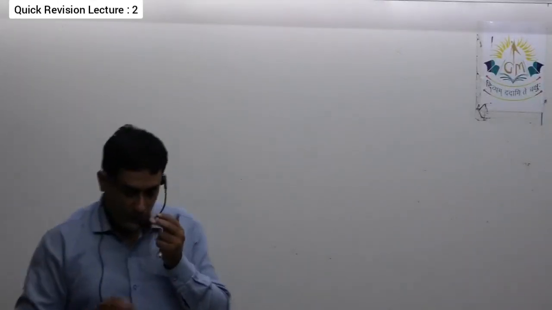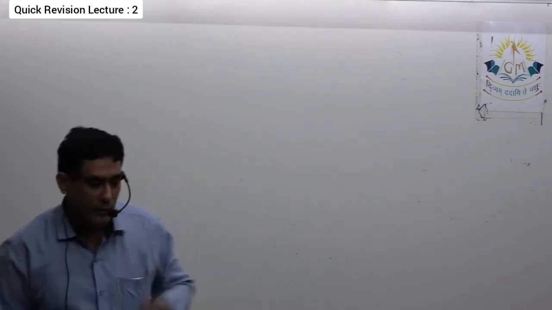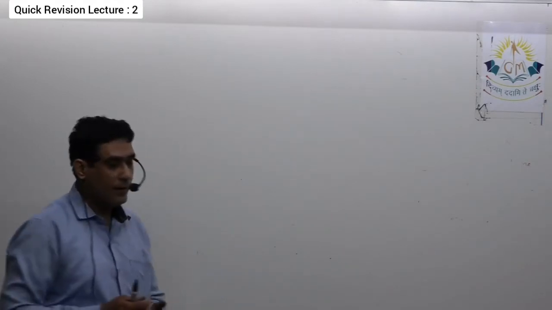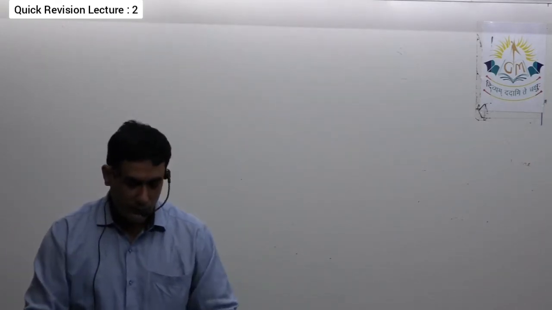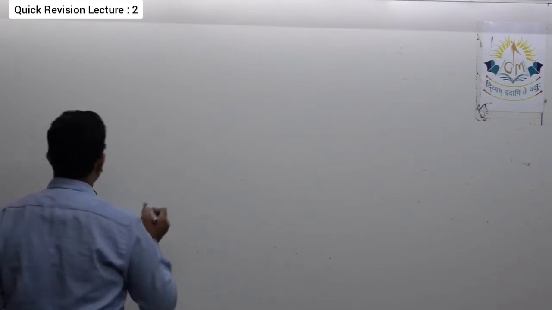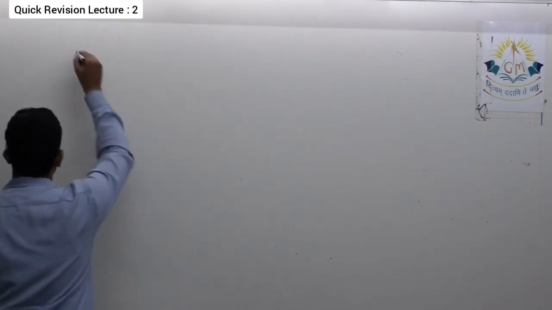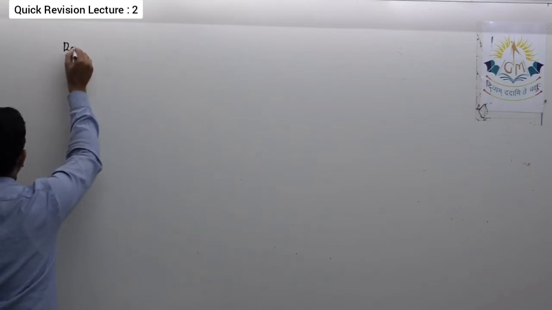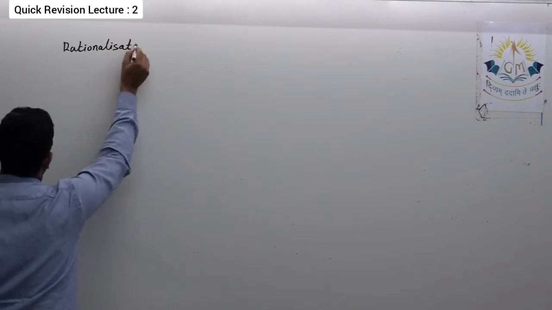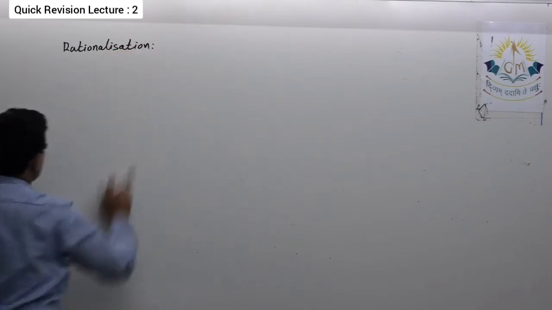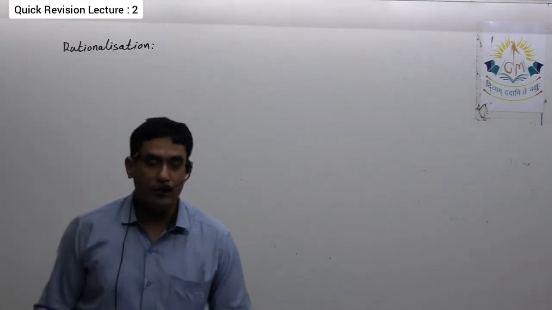Hello friends, in the last lecture we saw the number system, types of numbers and some questions related to this. Then we saw the laws of exponents. Now in this lecture we'll see the concept of rationalization. Generally we apply rationalization when the denominator is irrational.